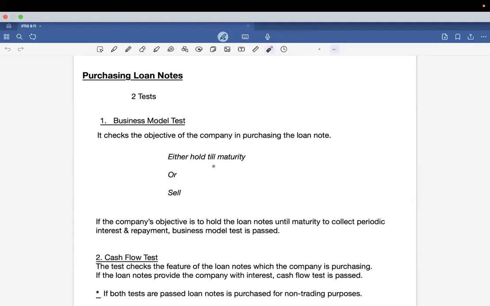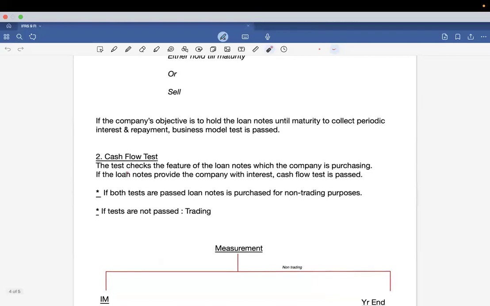The business model test actually looks at why this loan note has been purchased. You can take the loan notes for two reasons. One reason is you're going to buy it and keep it until the maturity is done. The other is you're going to sell it off once you get a better price. So if the company's objective is to hold the loan note until maturity and collect all the cash flows from it, then the business model test is passed. Clear?